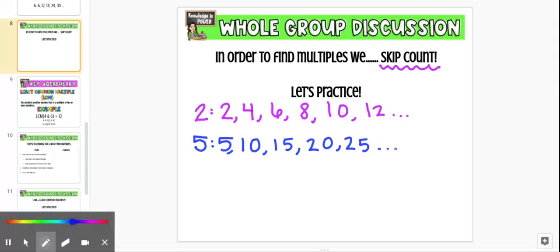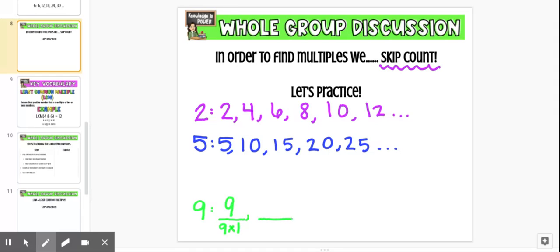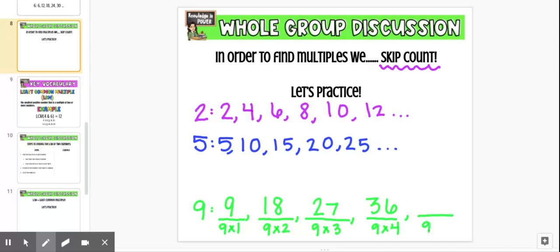But what happens when maybe the number's not as easy? Maybe it's 9. So the first one is always going to be the number times 1. So 9 times 1 is 9. The second one is going to be the number times 2. 9 times 2 is 18. Notice I'm putting commas in between. The third one is 9 times 3, which is 27. 9 times 4, which is 36. And then 9 times 5, which is 45.